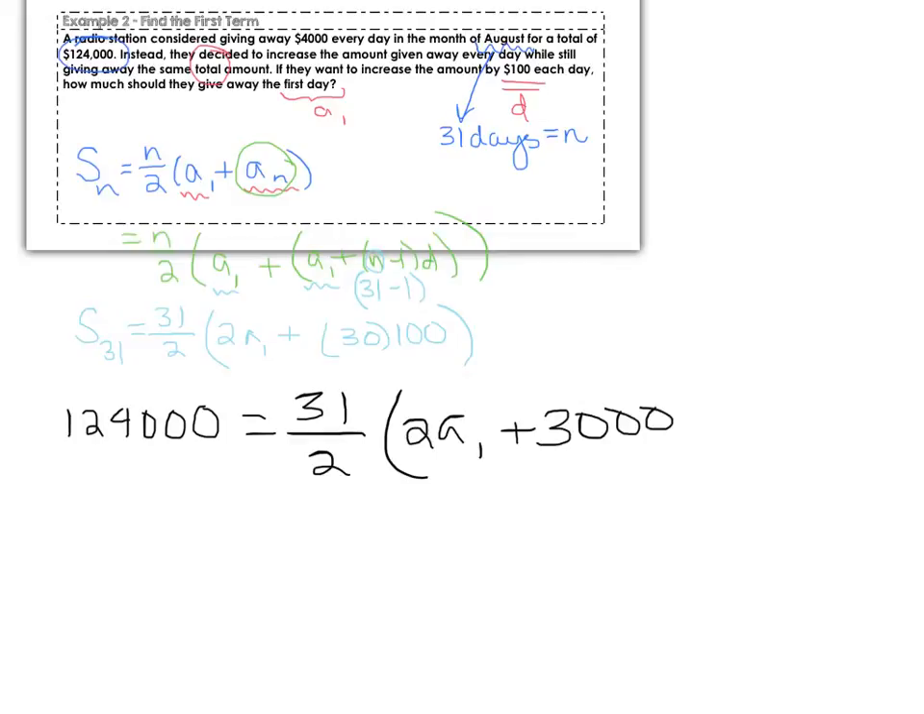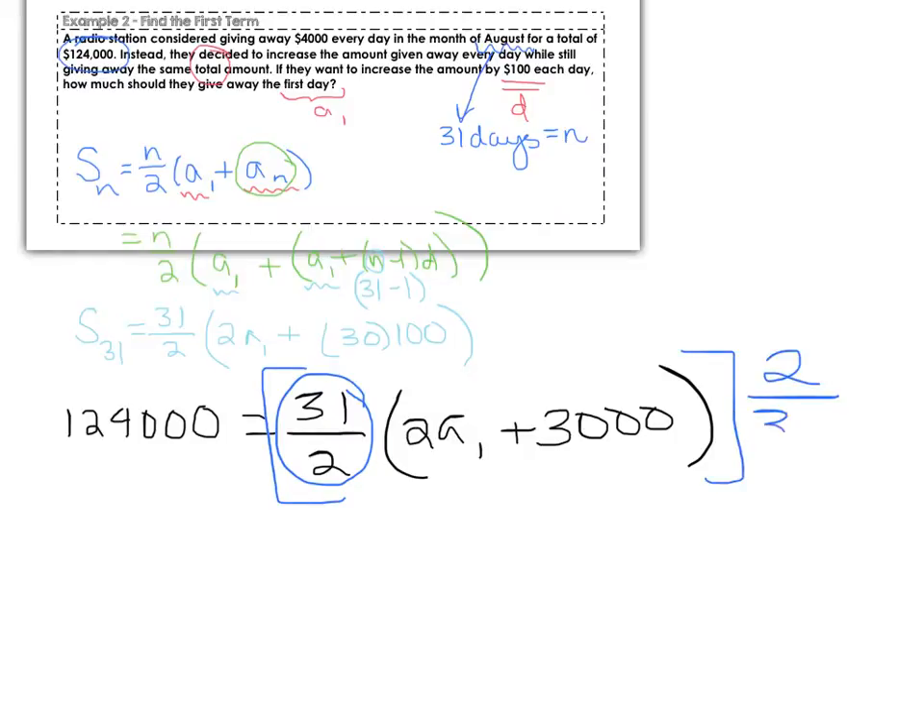All right, so now I'm really just going to continue simplifying my expression. The sum here, remember, was $124,000. So now we're really just going to start simplifying our answer here, okay? So we still have 2a1 plus 3,000. To get rid of this 31 over 2, I'm going to multiply both sides of my equation by the reciprocal of 31 over 2, the reciprocal being 2 over 31. So now the right-hand side will be set equal to 2 times a1 plus 3,000.